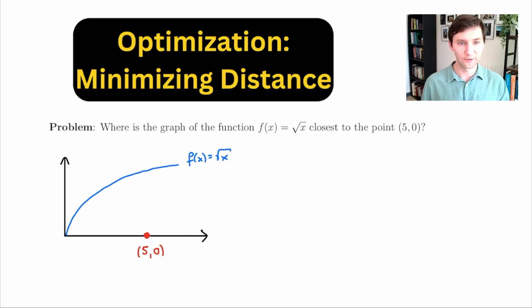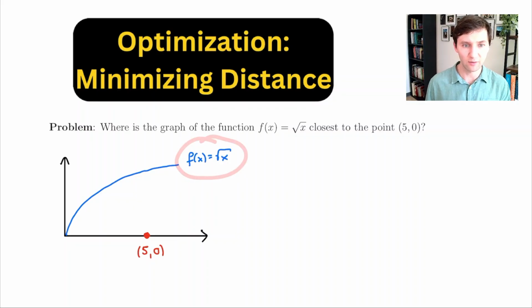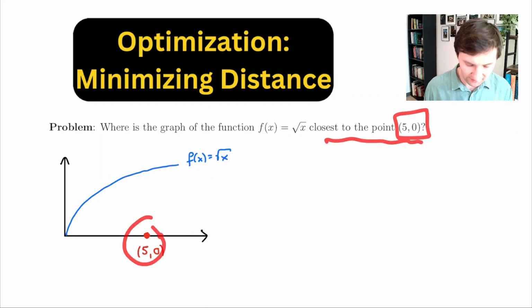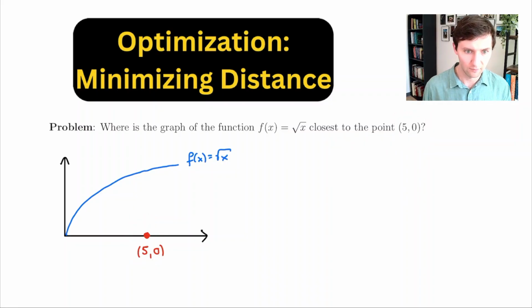Hi everyone. Let's solve an optimization problem involving minimizing distance. We are given a function square root of x, and we must determine where the graph of square root of x is the closest to the point 5, 0. The graph is definitely not the closest here, because the distance is large. The graph is not the closest here, because again the distance is large.